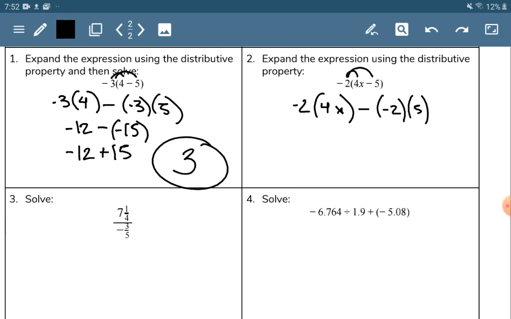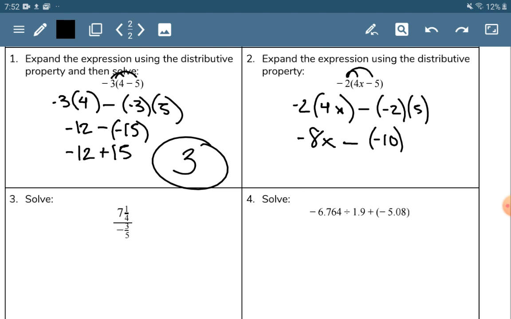I'm going to continue multiplying. I have negative 2 times 4x. The x does not change my multiplication right now. I'm going to multiply the numbers. So negative 2 times 4. Well, 2 times 4 is 8. And a bad thing happens to a good person, so it's a negative 8. And then I'm going to keep my x with it. I'm going to have my subtraction sign. Negative 2 times 5. Well, 2 times 5 is 10. And a bad thing happens to a good person, so it's a negative 10.